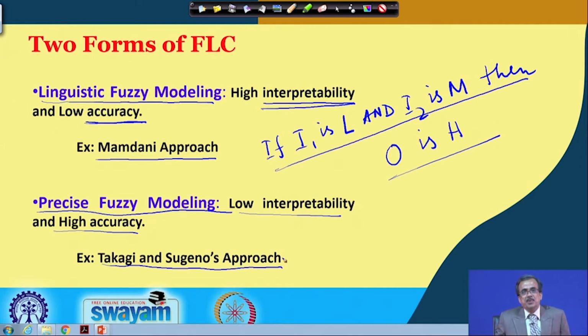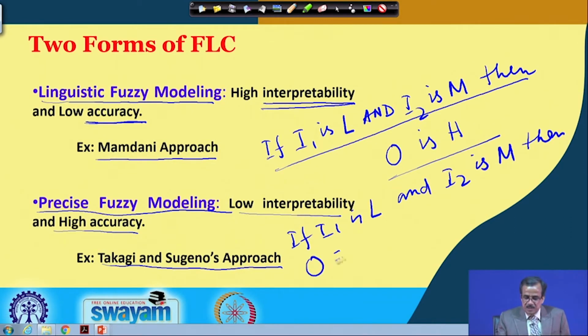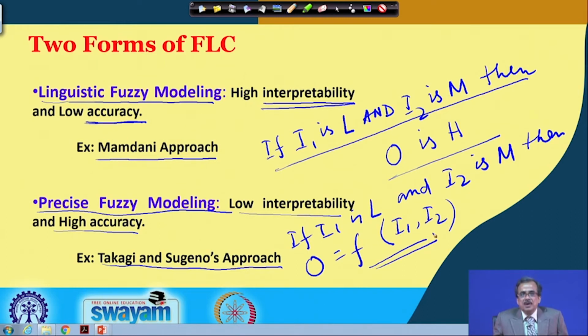In Takagi and Sugeno's approach, the way we write the rule is as follows: if I1 is low, and this is the conjunction operator, and I2 is medium, then the output is expressed as a function of the input parameters, that is I1 and I2. This output could be either a linear function of the input parameters or a nonlinear function, and the coefficients of this function will be determined with the help of some optimizer, with the help of some training scenarios, and that is why we can give a guarantee of high accuracy.